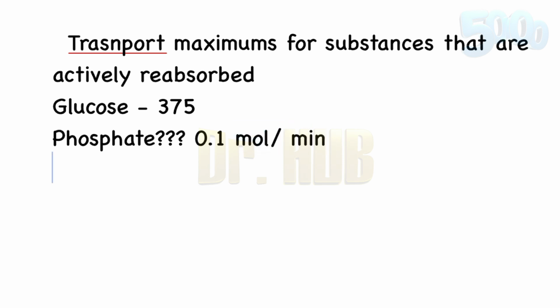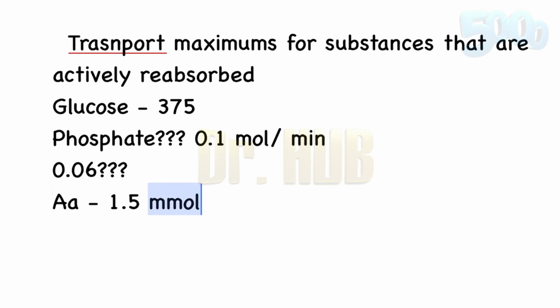Then sulfate, how is sulfate? Sulfate is 0.06 millimole per minute. Then comes amino acid. Amino acid is 1.5 millimole per minute. Then comes urate. So what about urate? Urate amounts to about 15 milligram per minute.